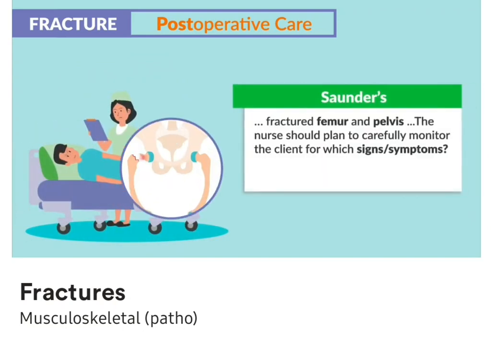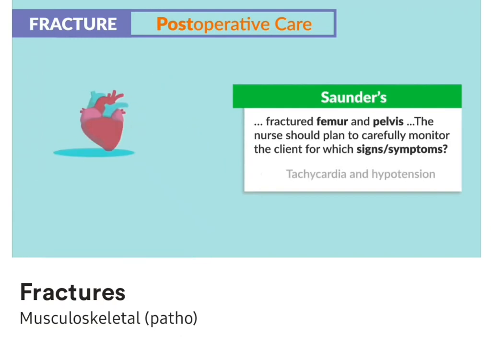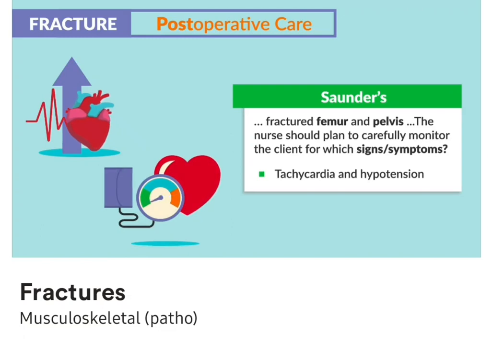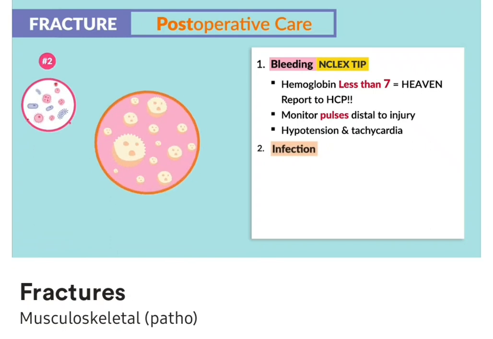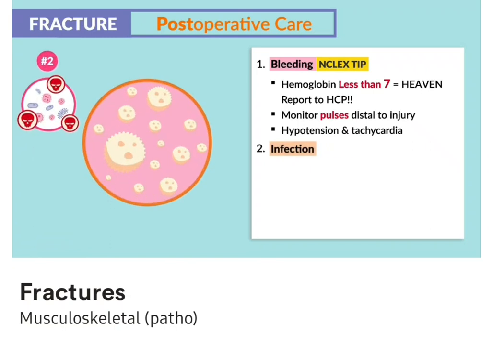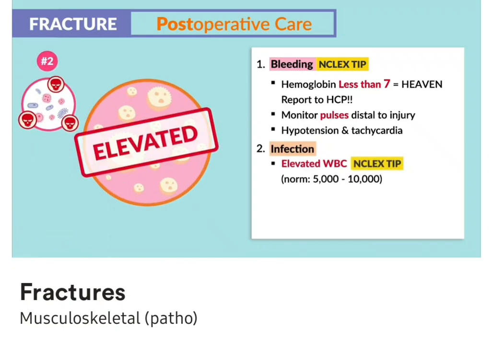And Saunders mentions a fractured femur and pelvis. The nurse should plan to carefully monitor the client for which signs and symptoms? Tachycardia and hypotension. Yes, this could indicate internal bleeding. Number 2 is infection. We always look for elevated WBCs. Huge NCLEX tip. So write it down.